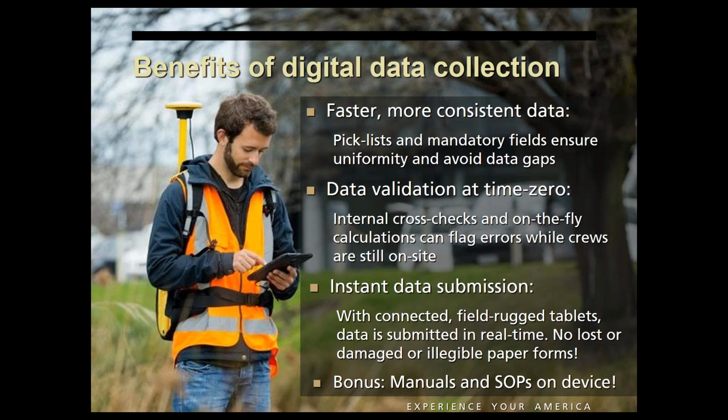The other side of that is data validation at time zero. So I know this is a big thing that the Appalachian Highlands guys really like, is that they can reference previous year's data right then and there and make sure that their answers now make sense. And if it doesn't make sense, the system will send up a red flag and tell you to fix it then while you're still on site. And hopefully that really cleans up a lot of the common errors that you see in data.